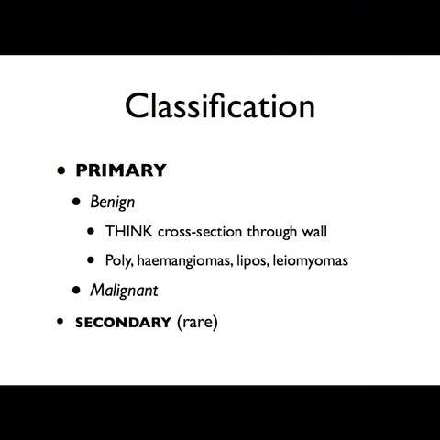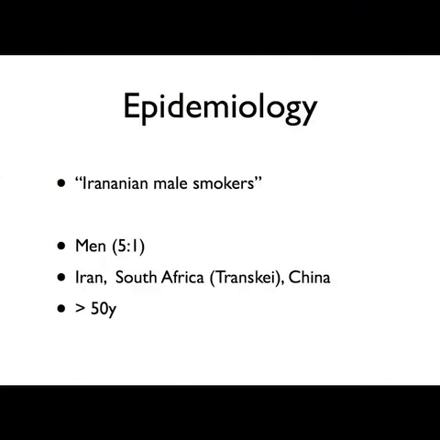Okay, malignant tumours. Let's talk a little bit about the epidemiology. Epidemiology is always quite boring, but there are specific features which are quite important here. Iranian male smokers. It's more common in men. It's more common in Iranians, but also in other people, Chinese and certain areas of Africa. And in older people. So those are the key features.